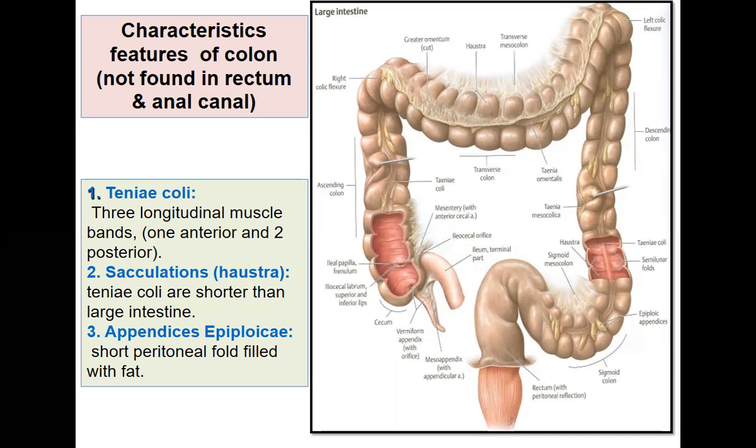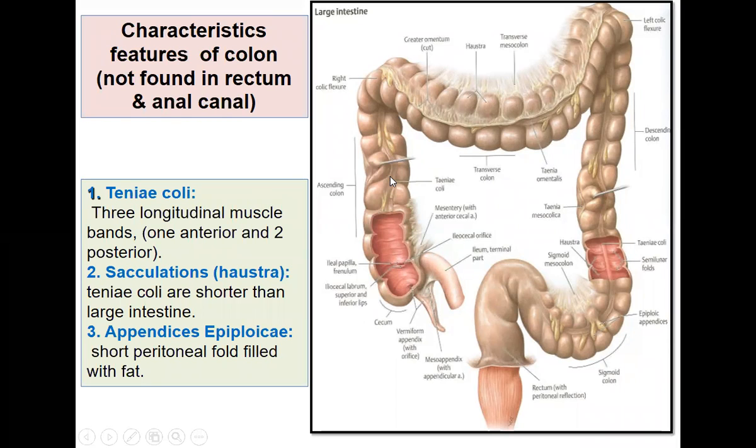So these outer longitudinal fibers, especially in the case of the large intestine, get aggregated into three regions, and they form these long bands. These are called taenia coli. So taenia coli are the three longitudinal muscle bands, one anterior and two posterior. If you see here, this is the anterior one, and there will be the posterior ones. Here is one, and the other is on the other side. These three taenia coli are seen only in the large intestine, not in the small intestine.